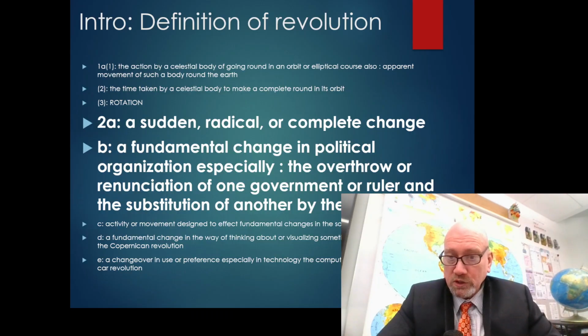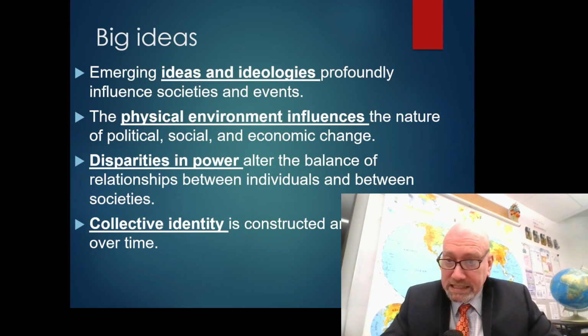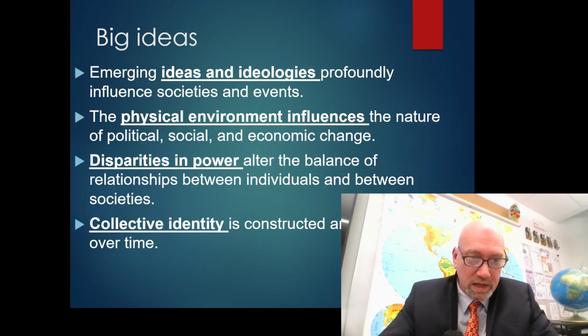So the French Revolution also ended up with Napoleon. So the change from having a king to having an emperor. So that's something to think about. So it could also be a change in thinking, a change in technology. Okay, big ideas from the BC curriculum.